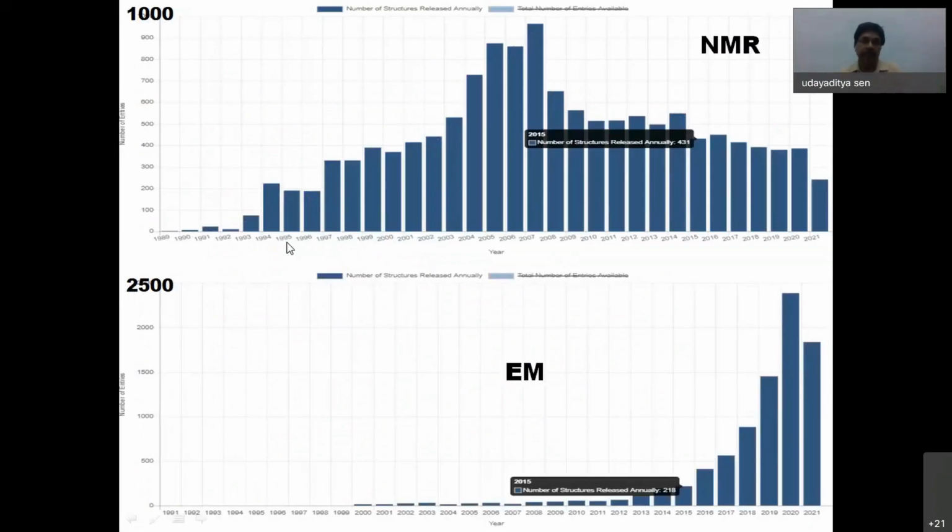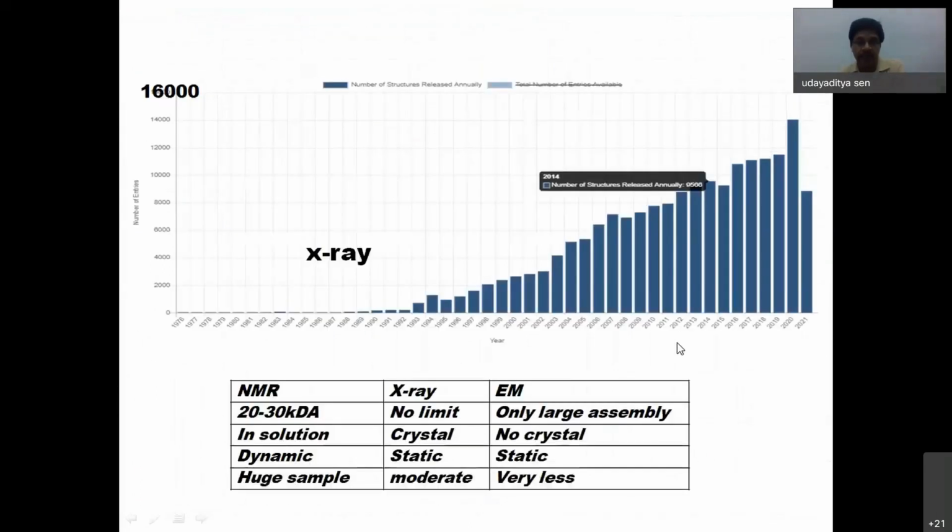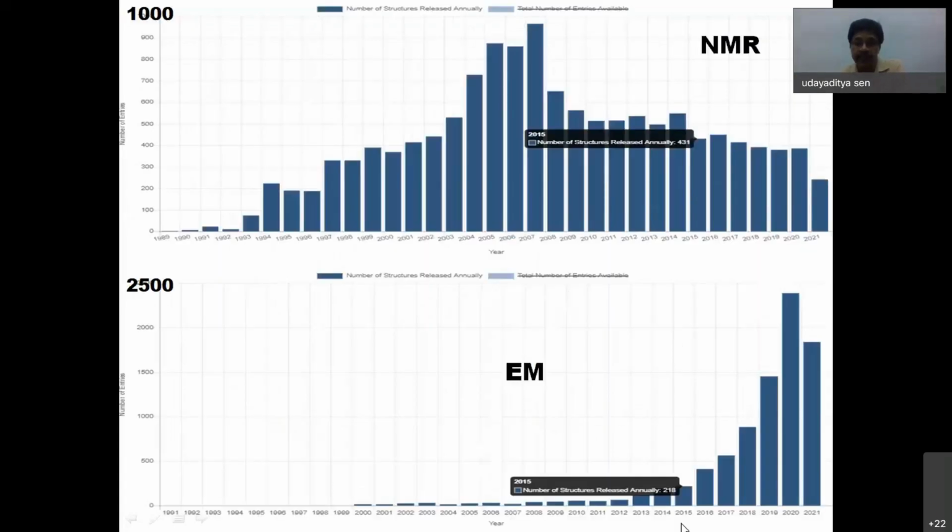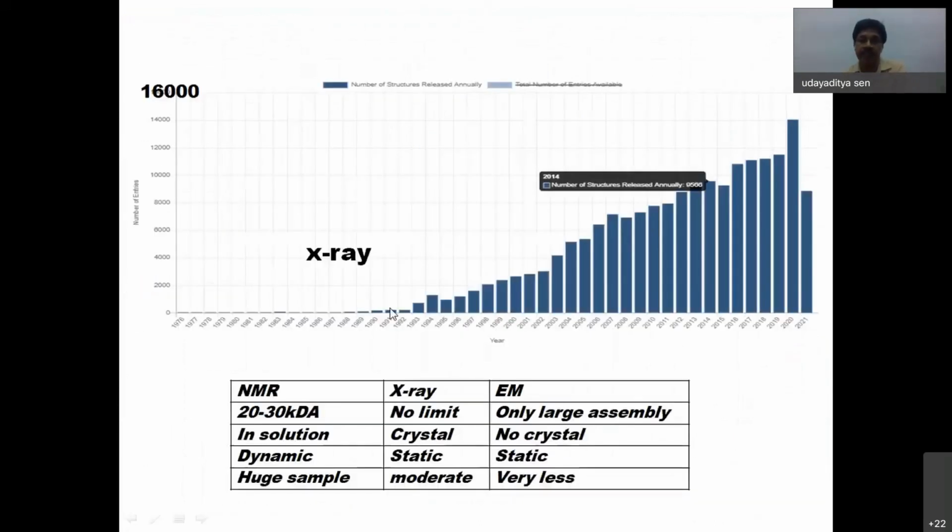Now, if you see in the PDB, the year-wise release of structure data, we see NMR was going fine up to 2006, 2007. Then now it is showing a declining trend. Whereas EM, you see, is rapidly picking up from the year 2015-16, while X-ray keeps on increasing even today. Now, these are the three different methods, NMR, X-ray, and EM, for solving structures.